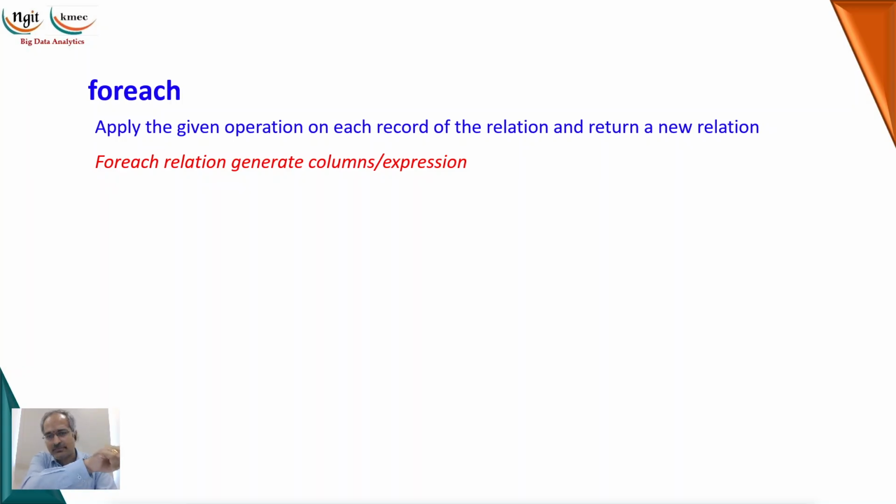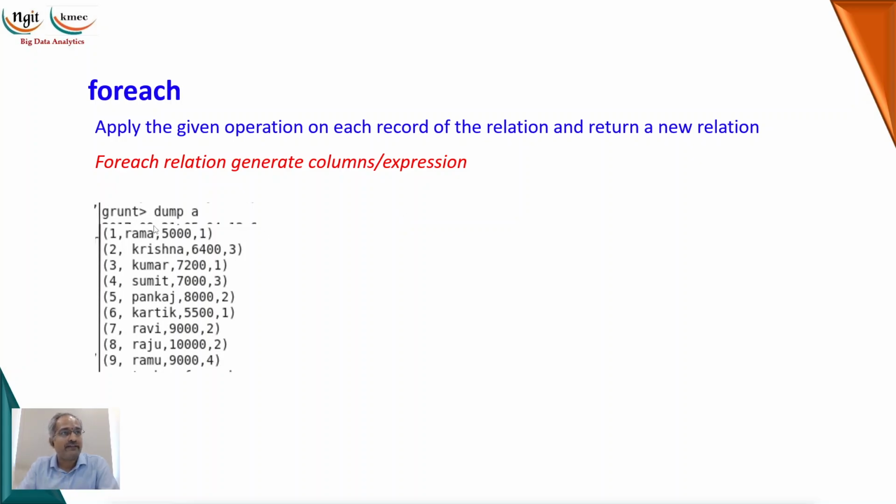If you want, you can use the previous one again. Okay, so that is the for each relation. How can we give that? For each relation, you have to provide the relation and generate the column or expressions you have to provide. Now let us see that here in the grunt shell: dump A.